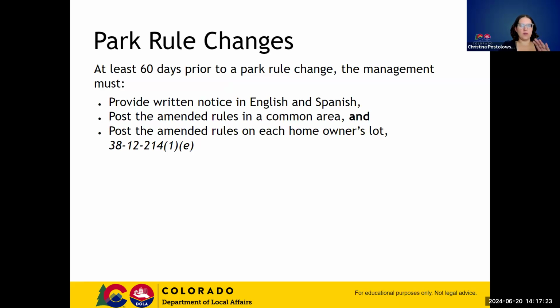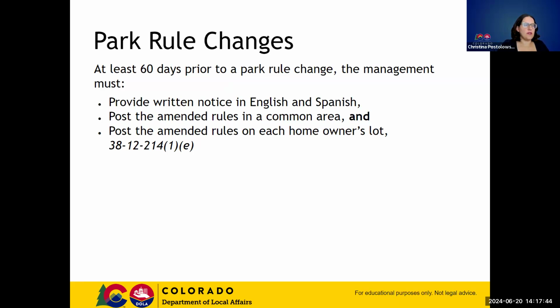Here is the update on park rule changes. So at least 60 days before a park rule change, the management must provide written notice in English and Spanish, post the amended rules in a common area, and post the amended rules on each homeowner's lot.